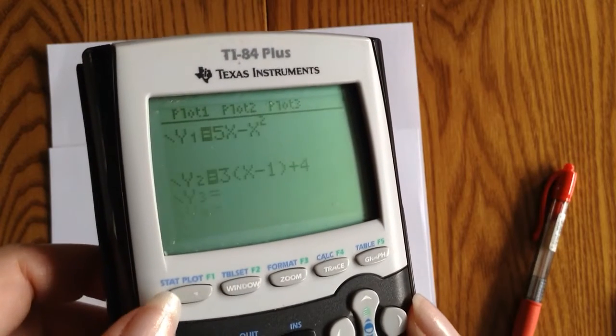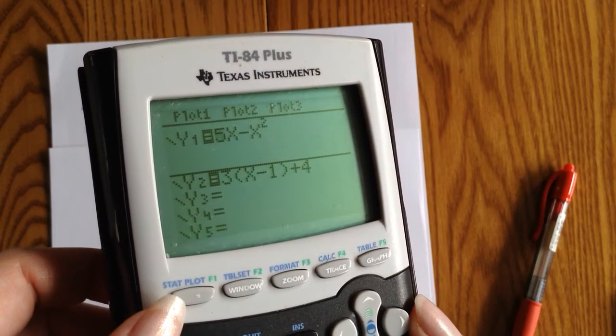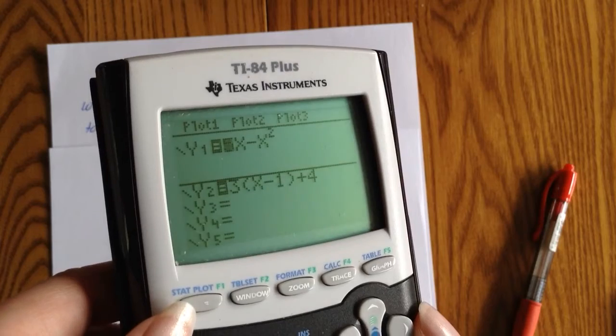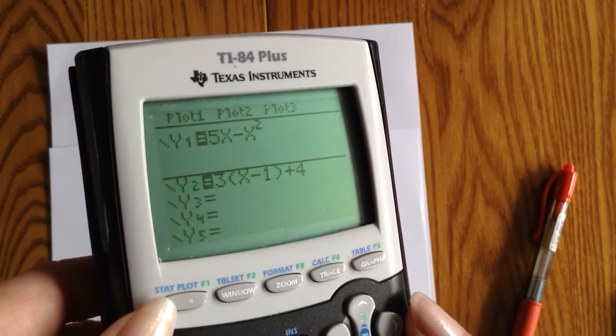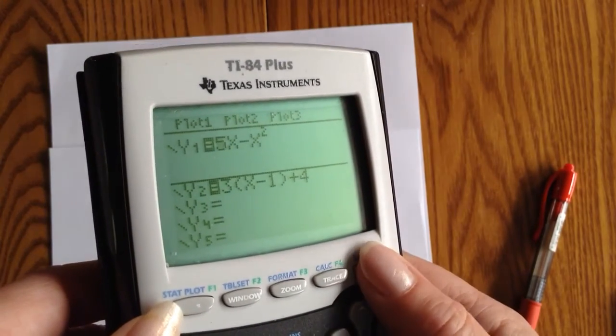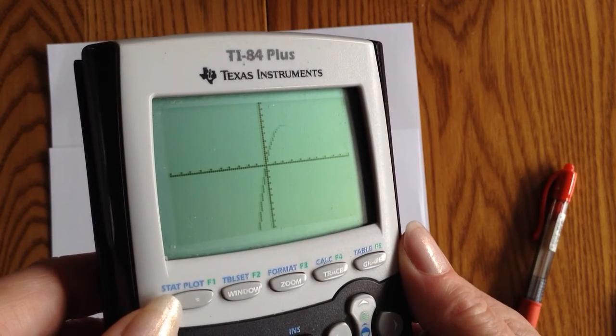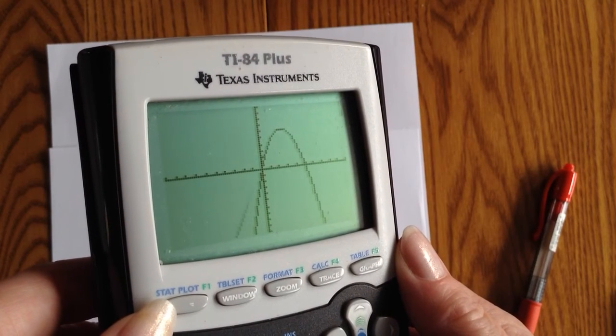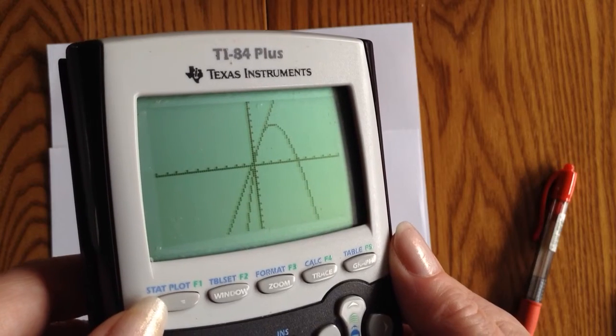So I went to my y equals, there's the function, and there's our tangent line. Now, I went with a standard zoom because it works nicely, but if you need to mess around with the zoom, go ahead. And there's the parabola. Hey, that looks like a tangent line.